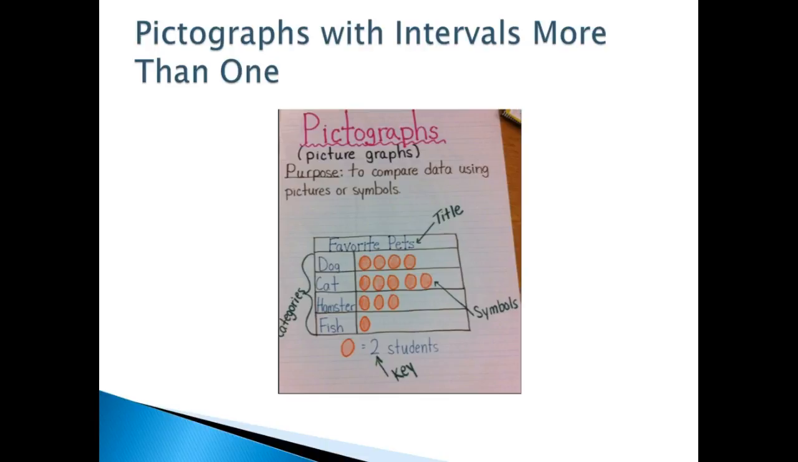And here's another example of what a pictograph might look like. You might ask yourself, what's the difference between a picture graph and a pictograph? A picture graph actually has a picture of what the item looks like. A pictograph has a representation, such as in this pictograph, we don't have pictures of dogs, we have circles to represent the dog. So that's the difference between the two.